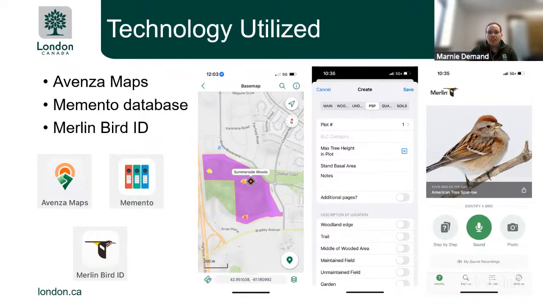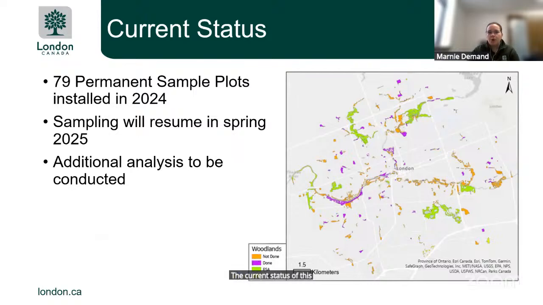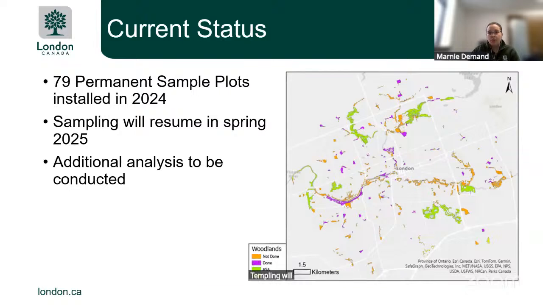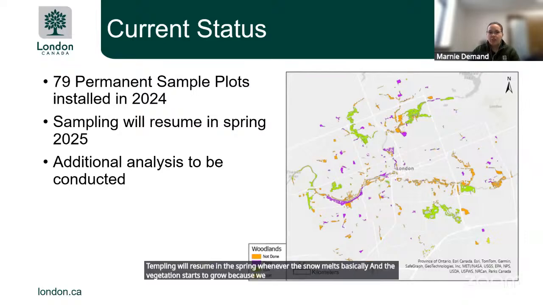The current status of this project is 79 permanent sample plots were installed last summer in 2024. Sampling will resume in the spring whenever the snow melts, basically, and the vegetation starts to grow, because we do want to capture vegetation, including the herbaceous layer.